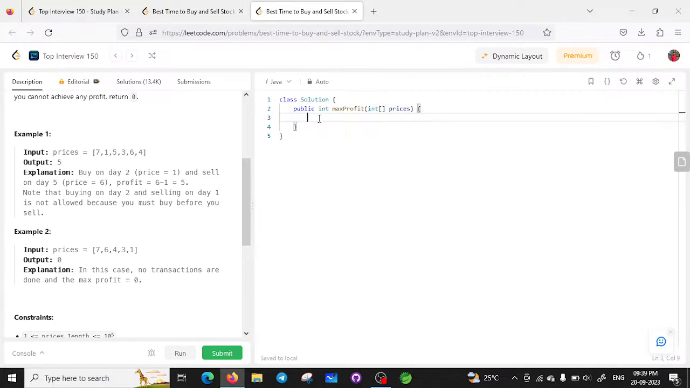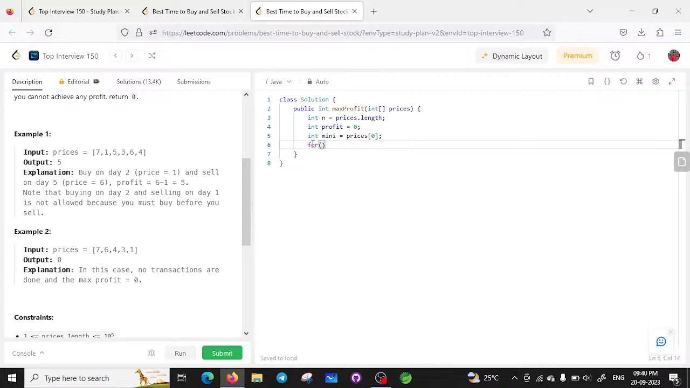Okay, let's try to solve it. So what I will do, I will take int n is equal to prices.length, then profit is equal to 0. If you are not doing anything, the profit will always be 0 at first. And int min I will take as prices[0]. I'm storing the 0th index first, because on the 0th day we can only buy; after buying we can sell, but we can't sell without buying. So I have stored it in min.